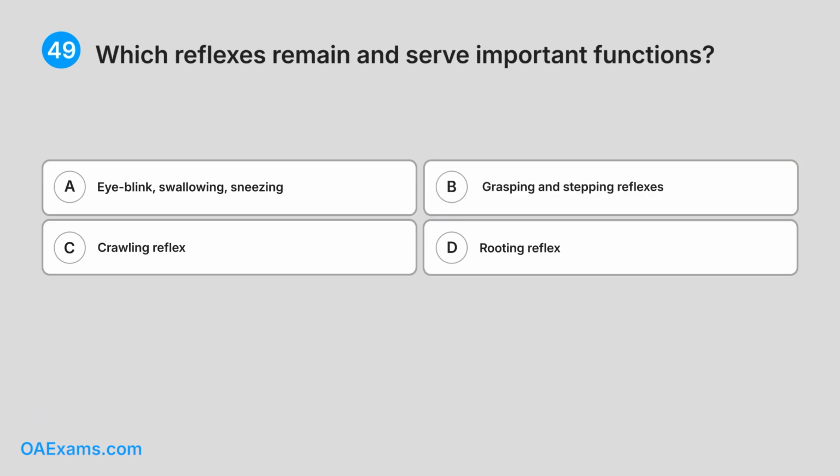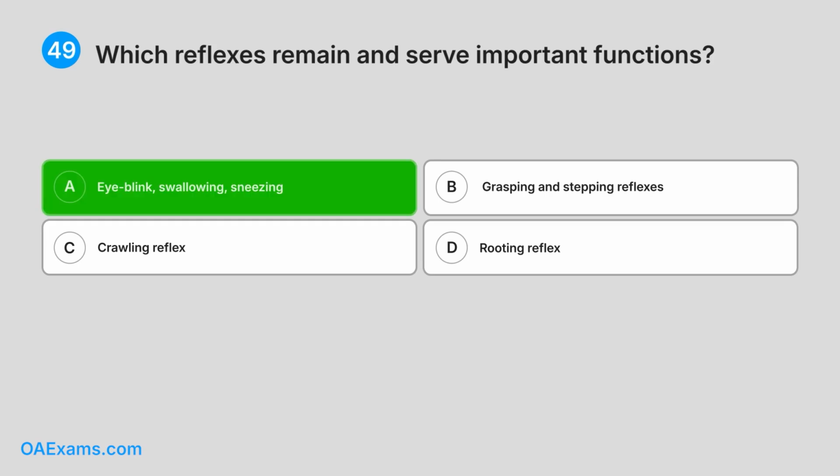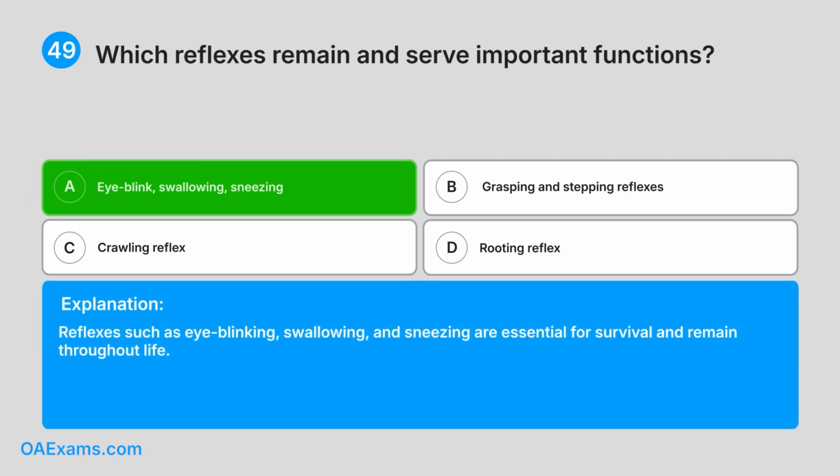49. Which reflexes remain and serve important functions? A. Eye blink, swallowing, sneezing. B. Grasping and stepping reflexes. C. Crawling reflex. D. Rooting reflex. What do you think is the answer? Correct answer. A. Eye blink, swallowing, sneezing. Explanation. Reflexes such as eye blinking, swallowing, and sneezing are essential for survival and remain throughout life.